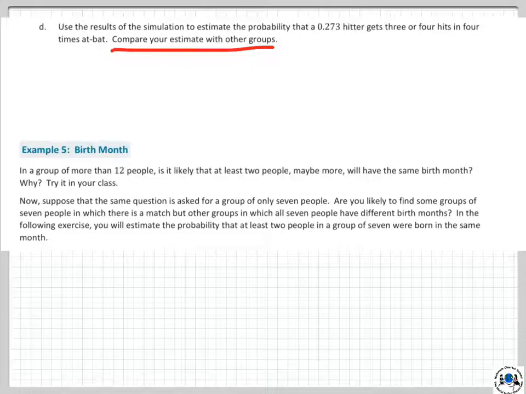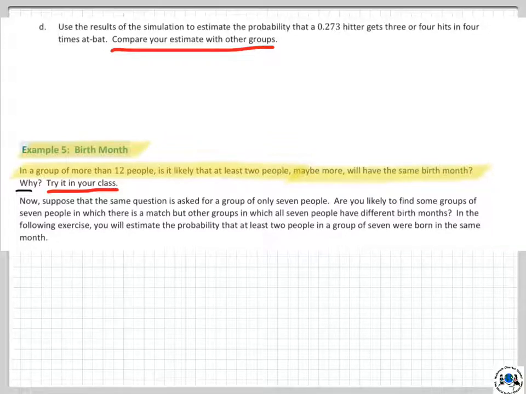Next example here is birth month. This is interesting. These are always fun things to do. We all love our birthdays, don't we? In a group of more than 12 people, is it likely at least 2 people, maybe more, will have the same birth month? And why? And then try it with your class. We're going to work that out here. But if you would, go ahead and just answer that question.